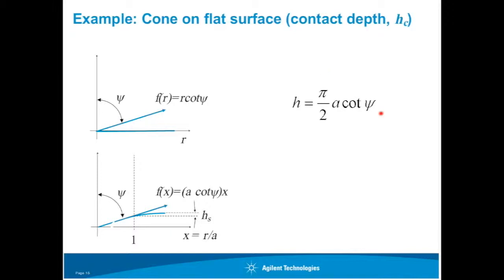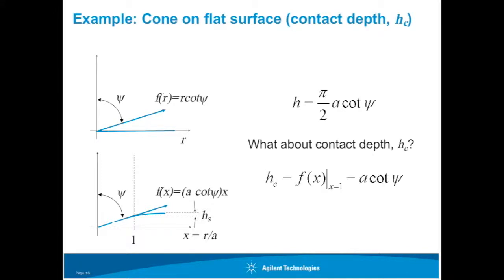Easy enough. So at this point, it's interesting to think about the contact depth, because the contact depth is just equal to our function f of x evaluated at x equals 1. Okay, so we take this function and evaluate it at x equals 1, and that just leaves us with this expression, f of x is equal to a cotangent of the half-included angle.